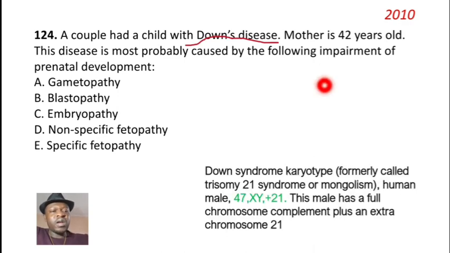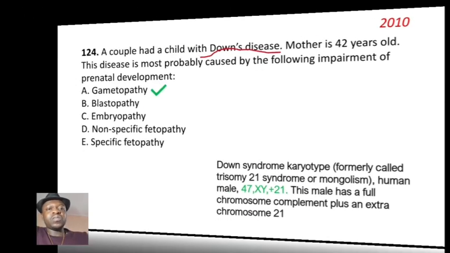This is just another explanation of Down syndrome. Down syndrome is known as trisomy 21 or Mongolism, and its karyotype is 47XY, 21 plus. So the answer here is gametopathy.